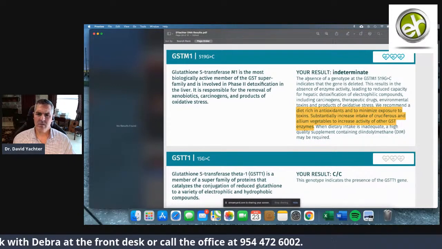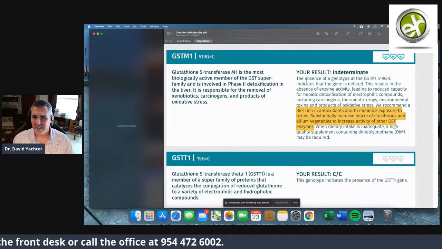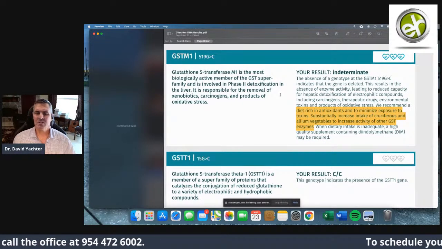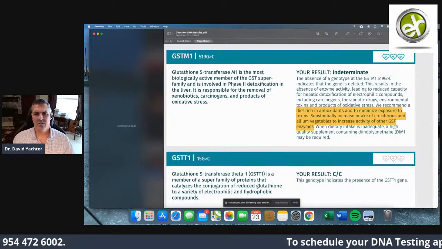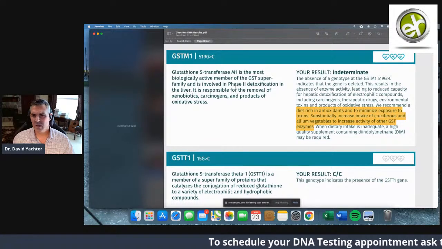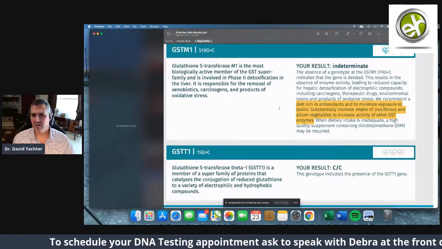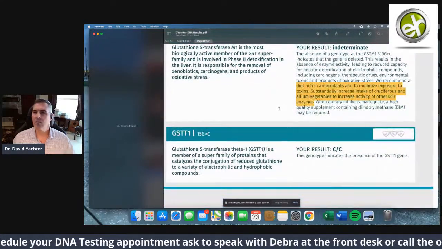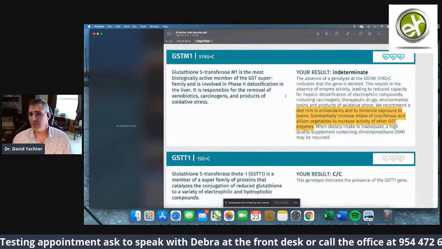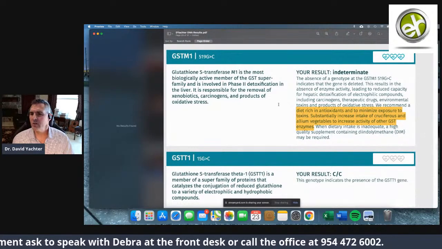Why? Because this is showing that the gene is deleted and this person has a severely limited ability to detox, phase 2 liver detox. This person shows that they're gonna have a tough time doing that, and they're gonna need all the help that they can get. Now, again, if you didn't have this DNA report, how would you know?